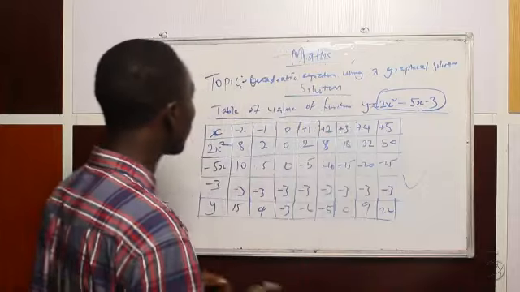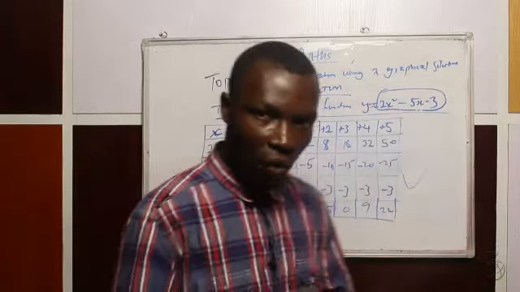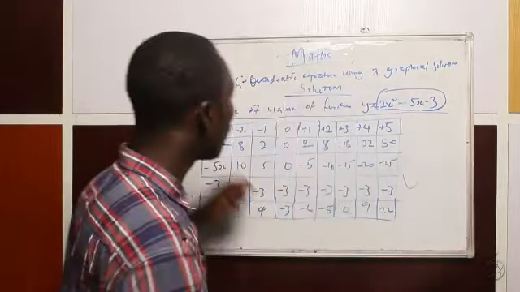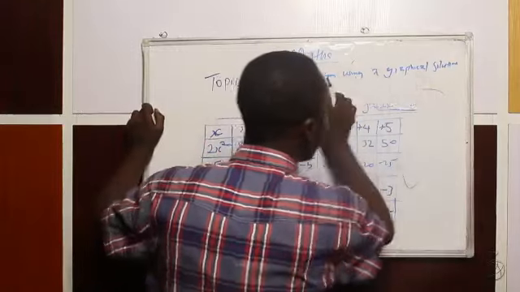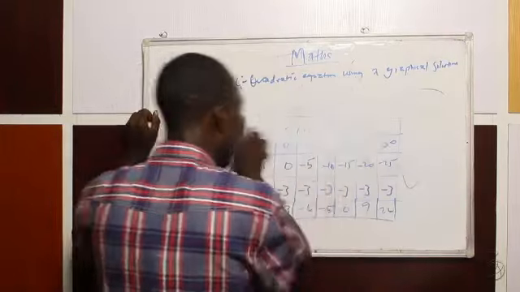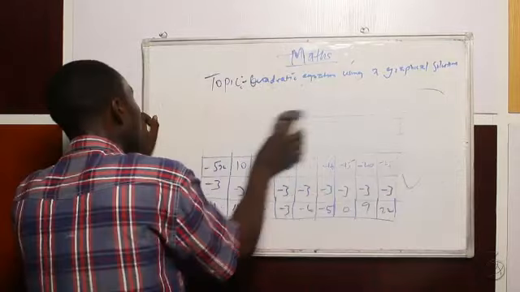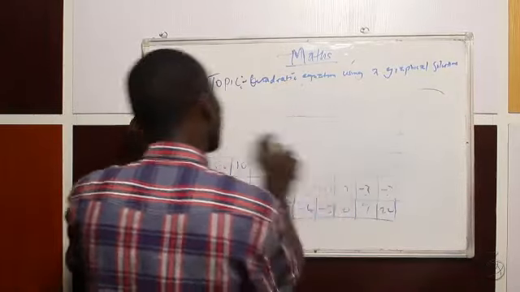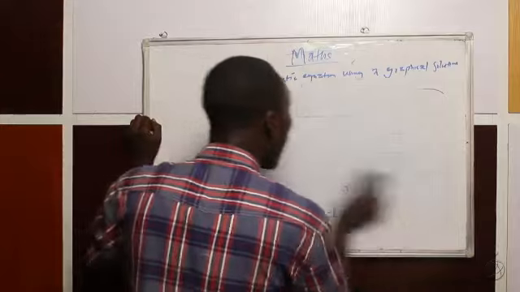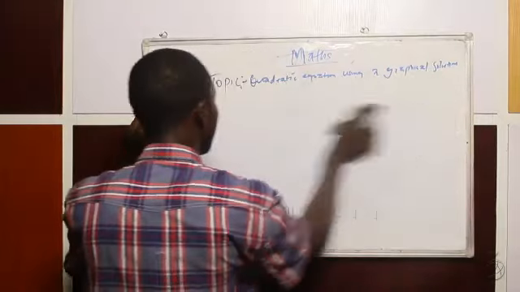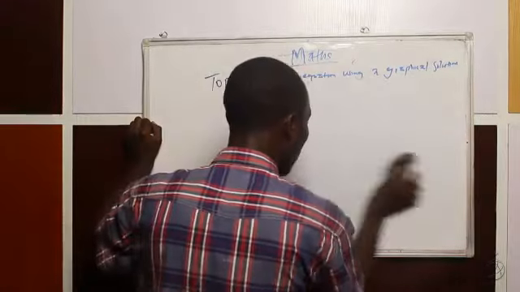Now, I want us to draw the graph. I want you to open to your graph now. I want to draw the graph of the function y equals 2x squared minus 5x minus 3 on your graph. Open to your graph sheets. Open to your graph sheet now.